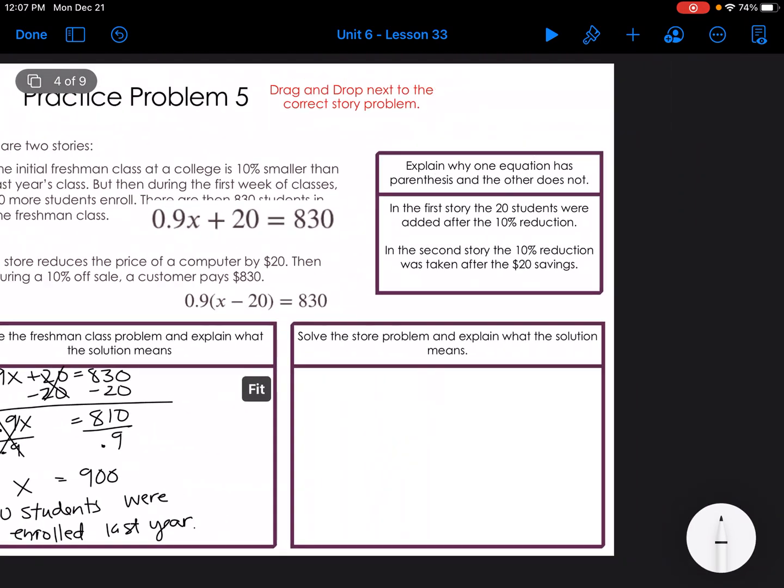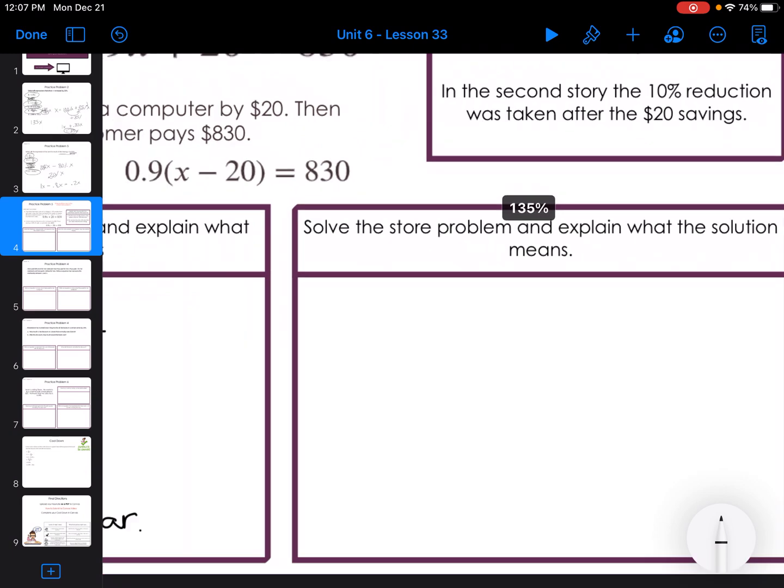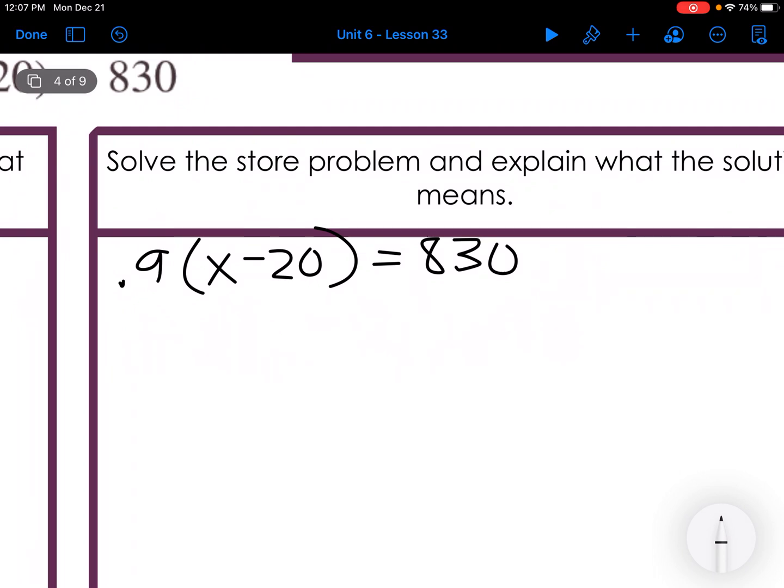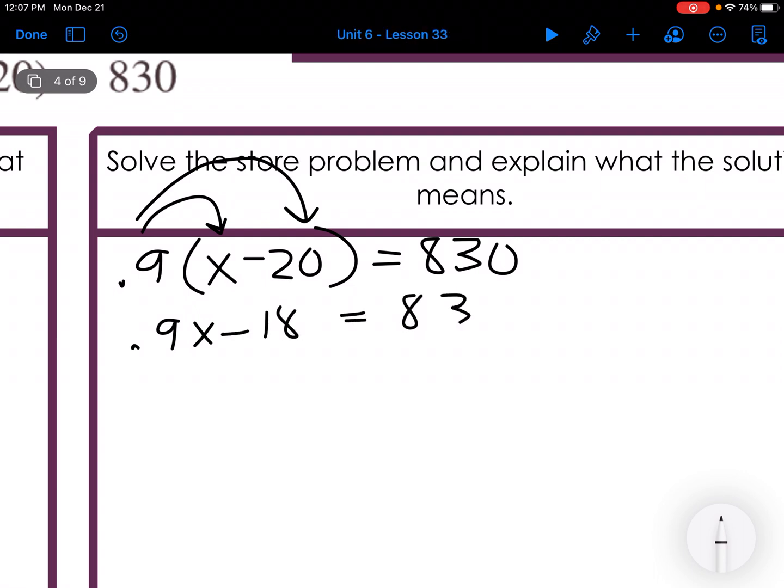All right, solve the store problem and explain what that means. So I have 9/10 times x minus 20 equals 830. The first thing I want to do is distribute. So I have 9/10 x and then 9/10 times 20. So now I'm going to add $18.